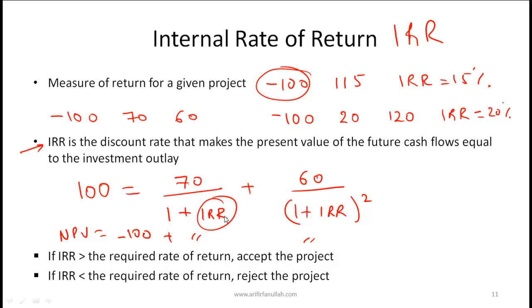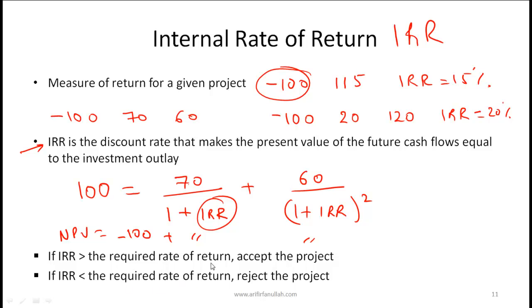So this now from a calculation perspective is doable, because you have one equation, one unknown, but on the exam you must do this on the calculator, which we will see on the next slide. In terms of the IRR rule, you do a project if the IRR is greater than the required rate of return, and you reject a project if the IRR is less than the required rate of return.